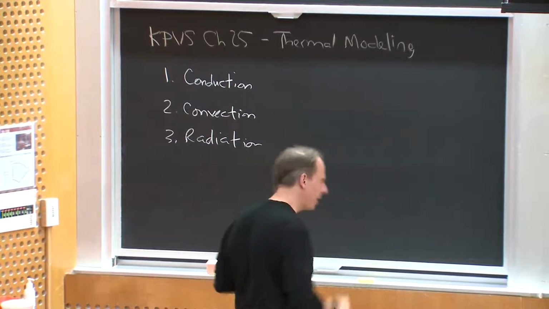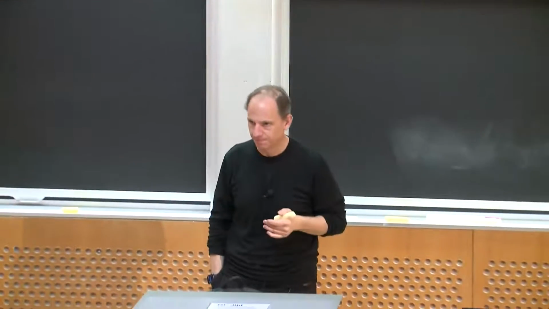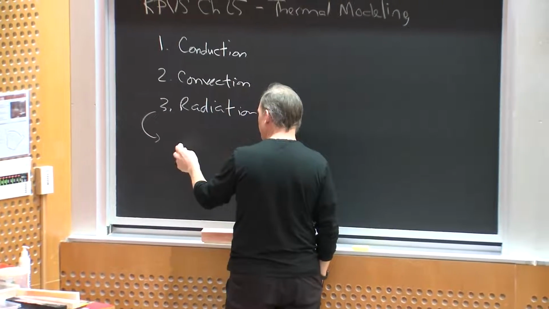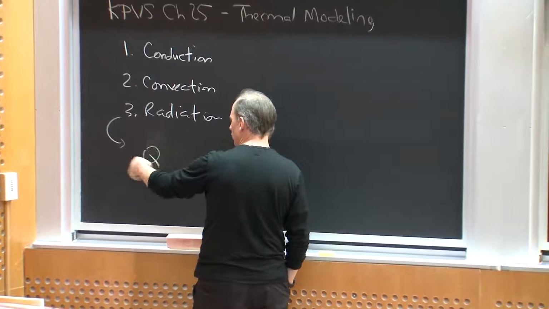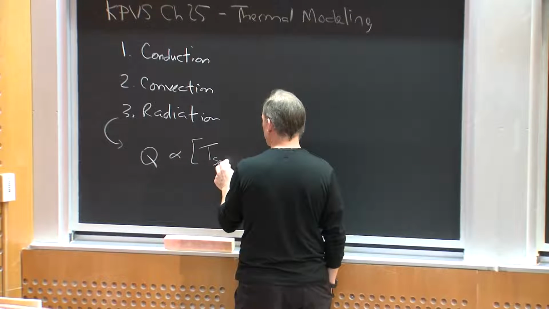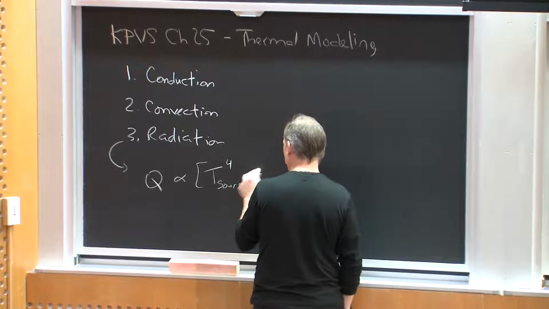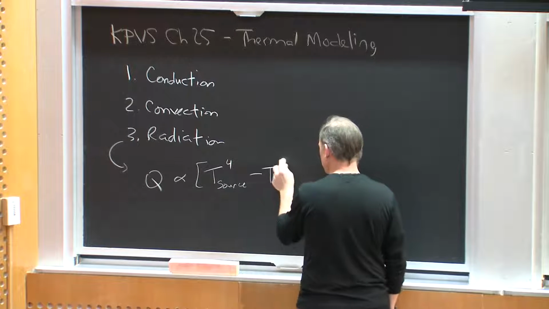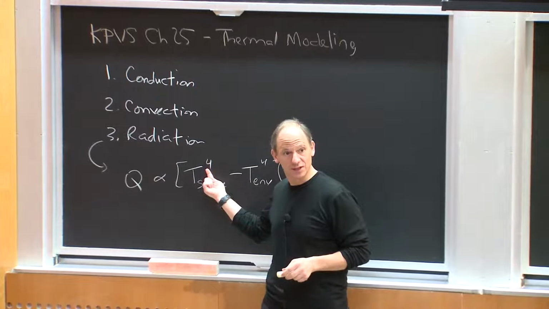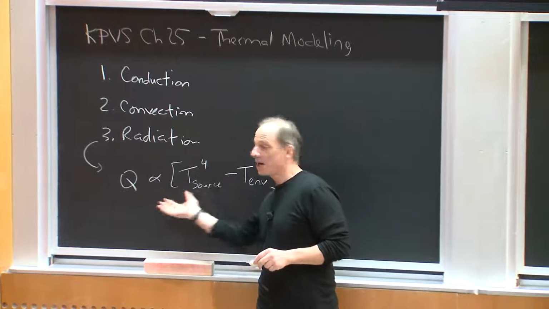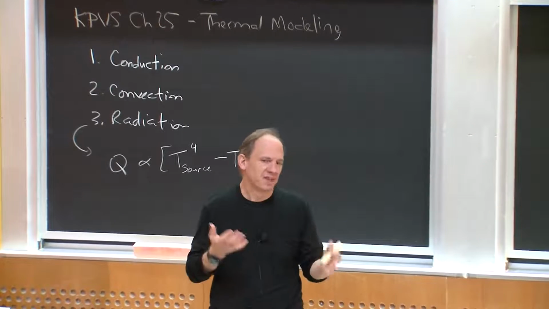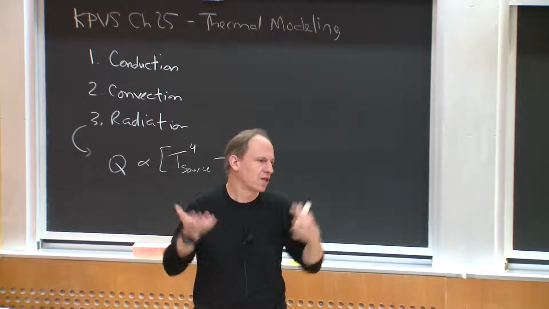And, depending upon the application, all three of these can be important. However, radiation, if I look at the rate of heat transfer, so this is heat power being transferred, tends to be proportional to the temperature of the source delivering the heat away to the fourth power minus the environment around it to the fourth power, okay? So this high to the fourth power means that when things get really hot, radiation really dominates heat transfer. But for most terrestrial applications, it's not the most important thing.